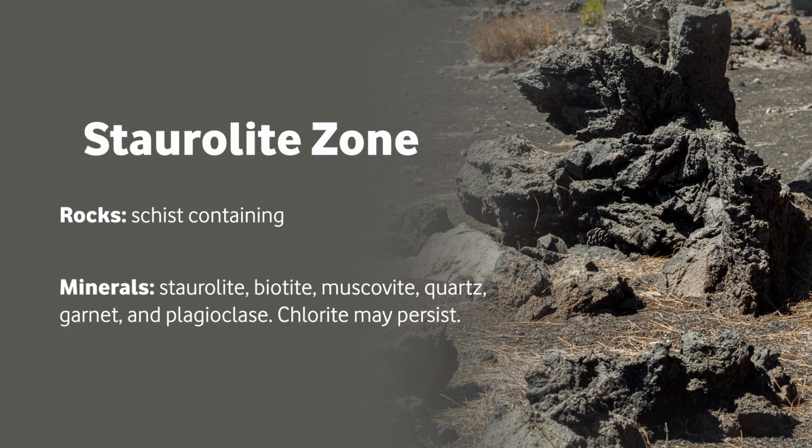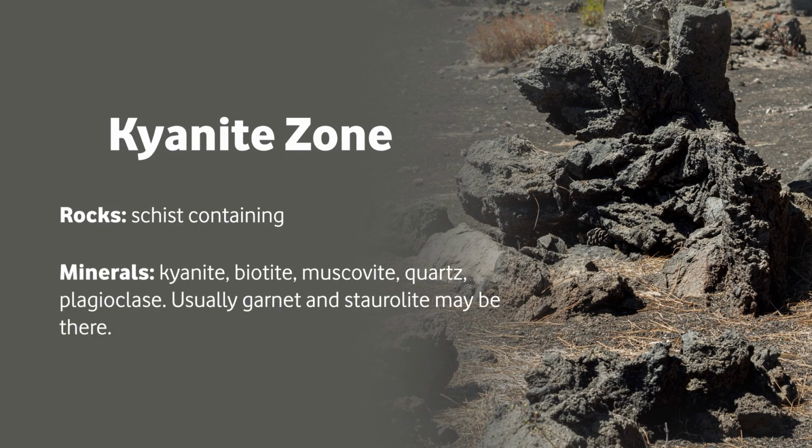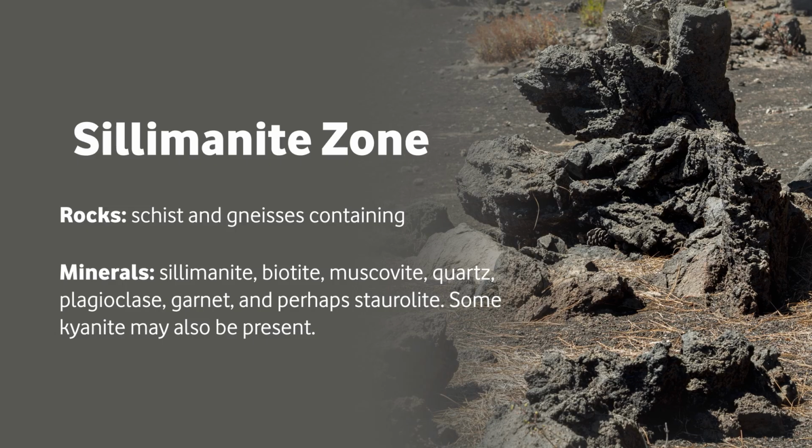Chlorite may persist. Kyanite zone: rocks are mainly schist. They contain minerals kyanite, biotite, muscovite, quartz, plagioclase. Usually garnet and staurolite may be there. The next one is the sillimanite zone. Rocks are mainly schist and gneisses, containing minerals like sillimanite, biotite, muscovite, quartz, plagioclase, garnet, and perhaps staurolite. Some kyanite may also be present.